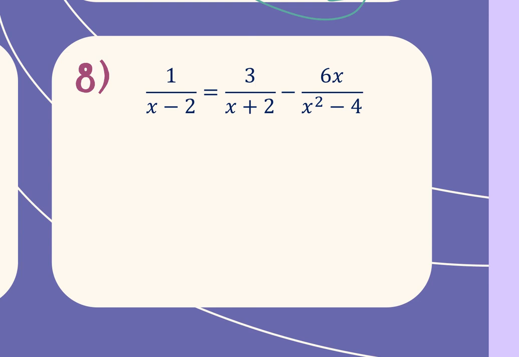All right, so what's new with 8 that we haven't had to do yet? There are 3 fractions, and what's true about that last one? It's the difference of 2 squares, I can factor it. So before I find my least common denominator, before I figure out what x can't equal, I'm going to factor it. So this becomes x plus 2 and x minus 2.